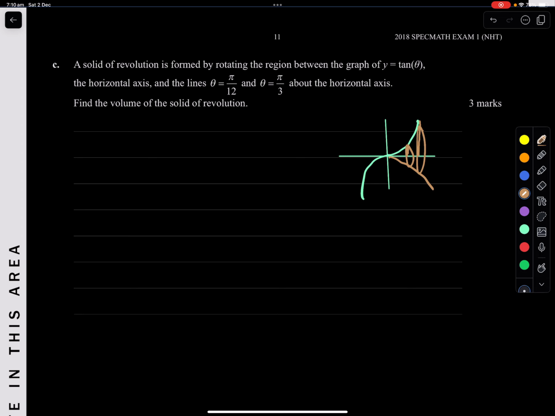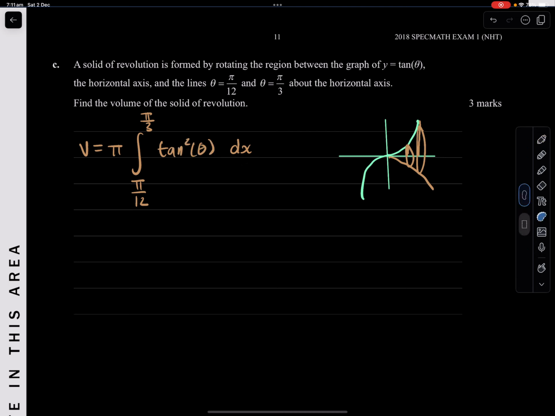Very nice and easy. So volume is going to be pi, the integral from pi over 12 to pi over 3. And where are we rotating? Well, we're rotating along the x-axis, which we write dx. Hence, the inside has to be y squared, which in this case is tan squared theta. Okay? And that's what we're going to solve, pretty much.